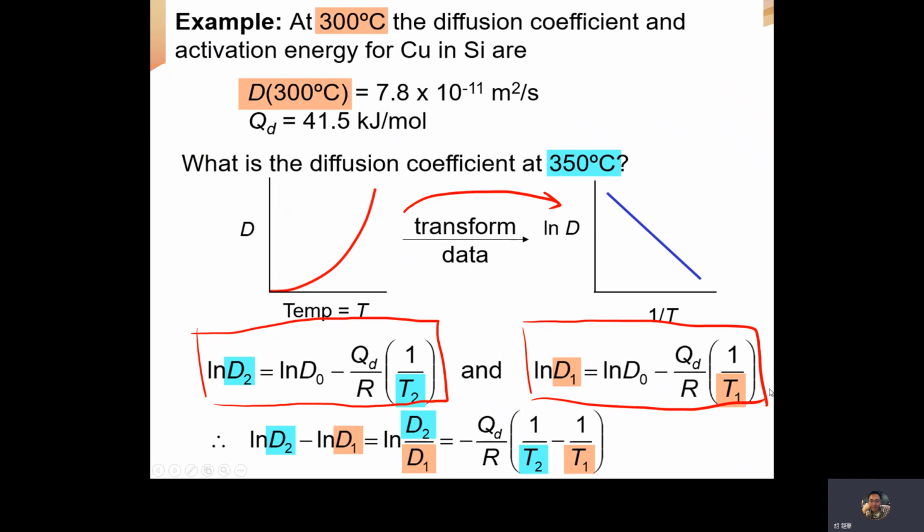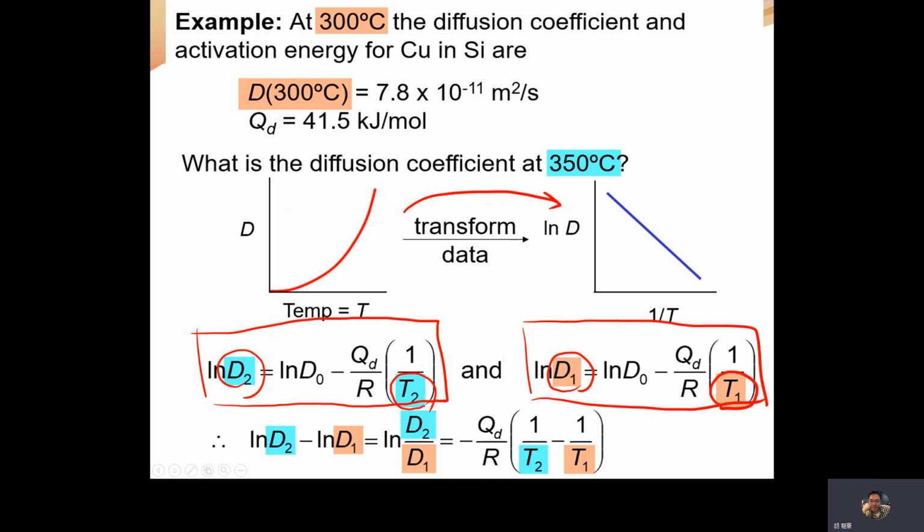Is that clear? Okay, so we already know the temperature. The T1 is 300 Celsius, right? And we know the diffusion coefficient at T1, right? And the question just asks the diffusion coefficient at T2, which is 350 Celsius, right? And we have to determine this diffusion coefficient at T2. Is that clear?